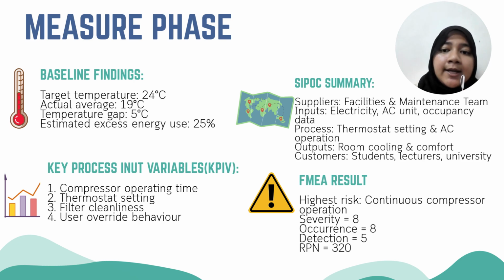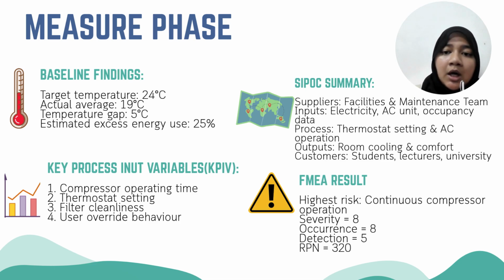Next, we use a SIPOC analysis to understand the process. The facility and maintenance team support the system. The main inputs are electricity, air conditioner, and room occupancy. The output is a cool classroom for students and lecturers. After that, we identify the most important factors affecting the system. These are called Key Process Input Variables or KPIV. The four main factors are compressor operating time, thermostat setting, filter cleanliness, and user behavior.